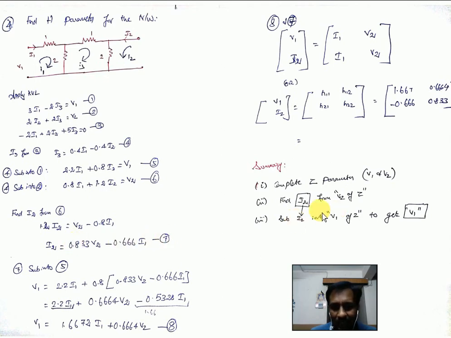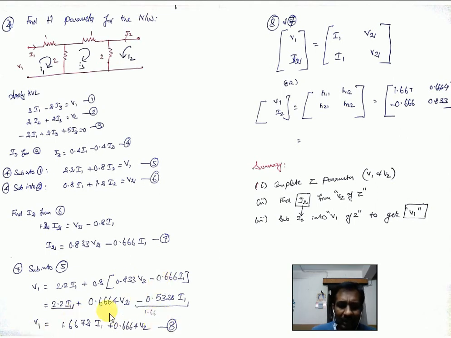This I2 is substituted into the V1 of EZ. Where is the V1 of EZ? Equation number 5. Substitute into equation number 5. Then the I2 place, where is that one? This place, substitute 0.8. After substituting, simplify.